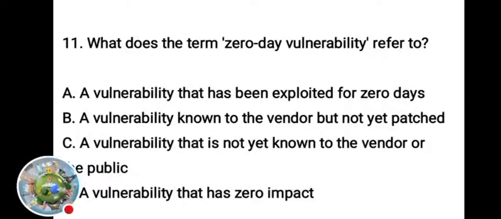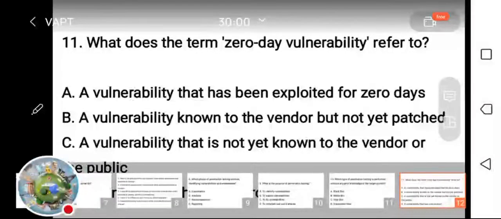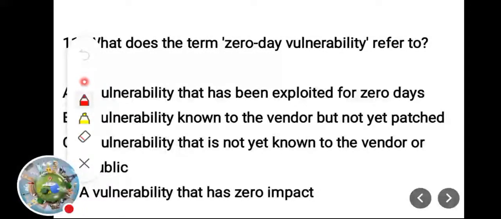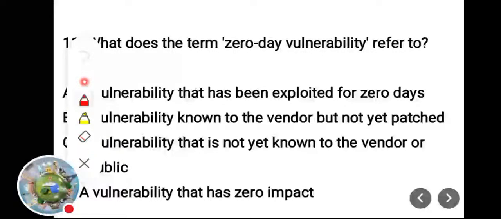So this question we have already discussed many times. A zero-day vulnerability means a vulnerability that is not yet known to the vendor or the public. Whatever vulnerability exists in the software is unknown to the vendor or the public. So the answer is C.